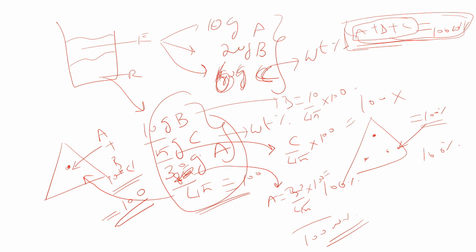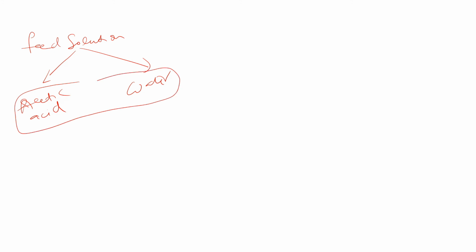So let's do some virtual experiment. Let's go to the next slide. Let's just assume that we are doing some experiment. We have a feed solution that contains a solute and a carrier liquid. The solute is, let's say, acetic acid, and your carrier liquid is water. So this is something like an aqueous solution of acetic acid. That's your feed solution. Our goal is to separate acetic acid using a third solvent, which is isopropyl ether. So this is going to be your solvent.